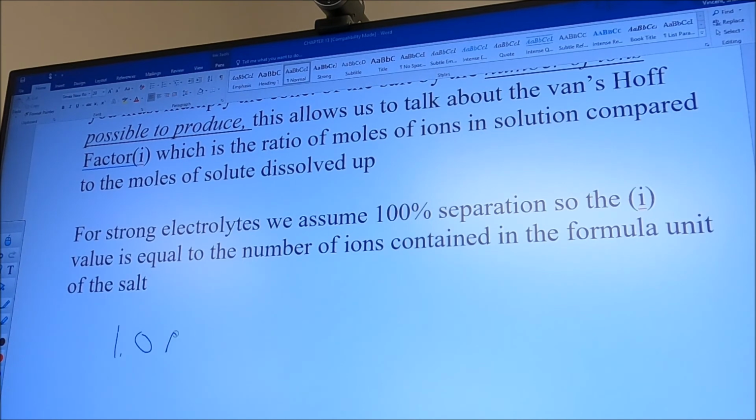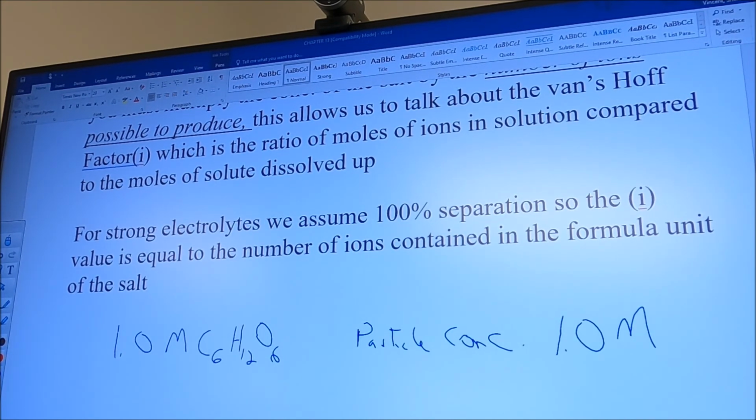So if I had a 1.0 molar glucose solution, C6H12O6, what's my particle concentration? What kind of molecule is glucose? Ionic or covalent? What kind of compound? It's covalent. I know it's covalent because it's got all nonmetals: carbon, hydrogen, oxygen. Since it is a covalent compound, when it dissolves in water, it stays intact. So my concentration of particles would be 1 molar.